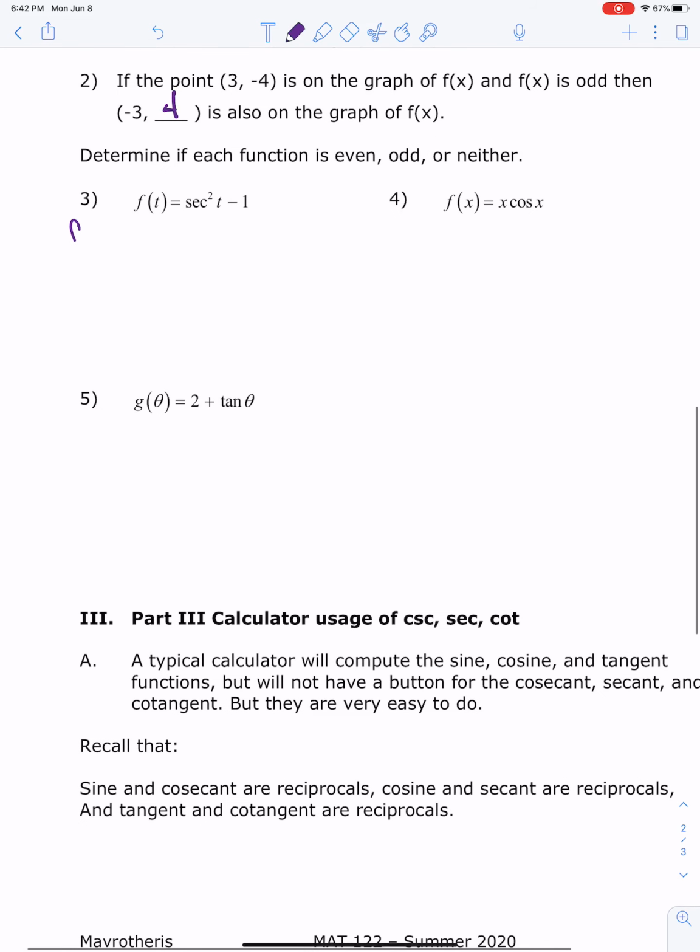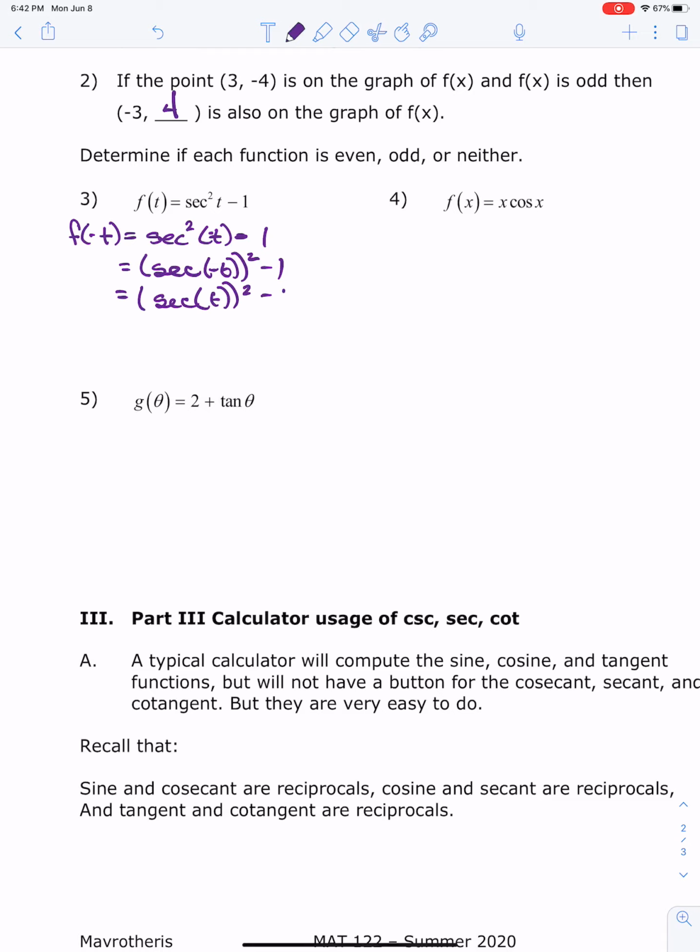So back to the functions. I got f of negative t, secant squared negative t. Secant is 1 over cosine. Let's rewrite this: secant of negative t, squared. We know that the secant of negative t equals the secant of t because it's an even function, 1 over cosine. We get secant squared t minus 1, which is exactly what we started with. So we know this is even.